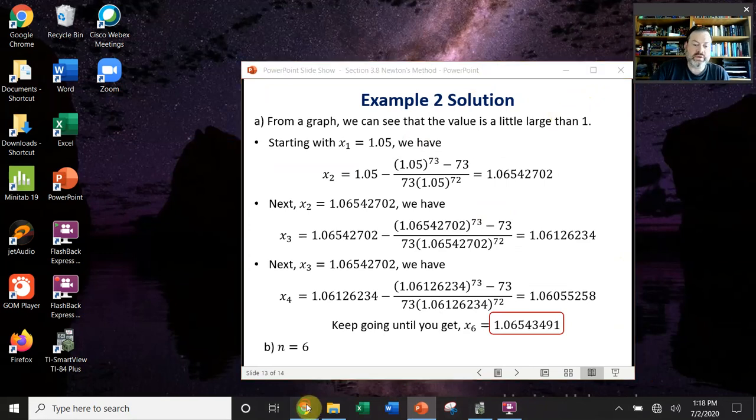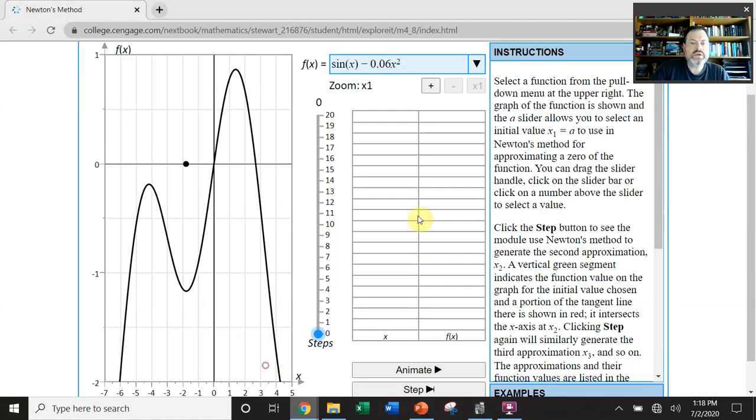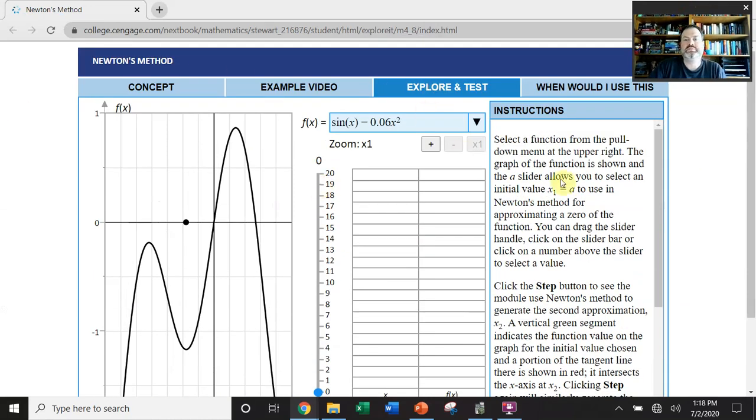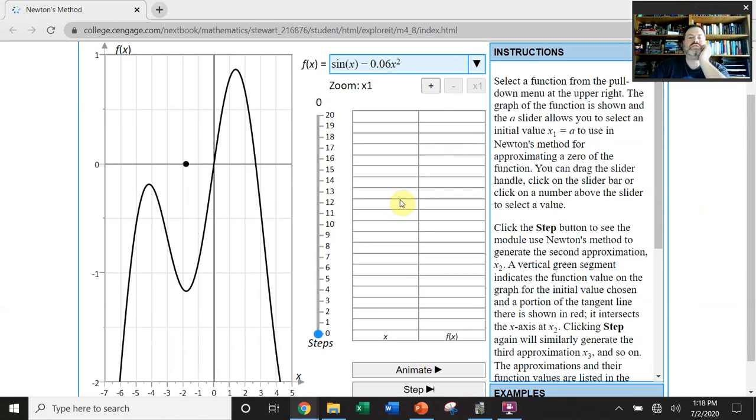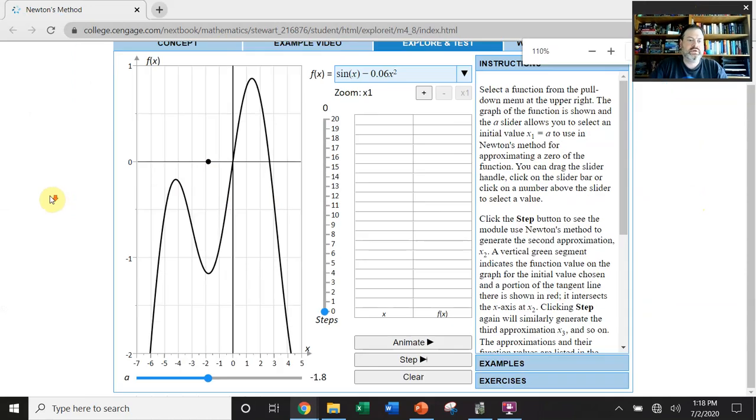Oh, there was one other thing I wanted to show you. This is just the thing built into your textbook. This is the Explore and Test. You can kind of goof around with this and just see what's going on. So I picked this function here. The way this works is you can pick a starting point to try to estimate the root.